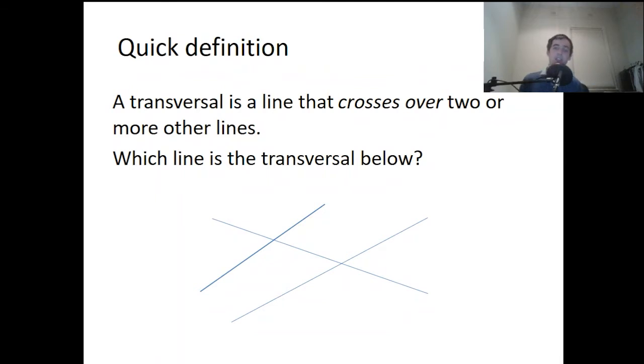So now we're moving on to something that's new for you, which is transversal. A transversal is a line that crosses over two or more other lines. I'm going to do my best to do this without writing.